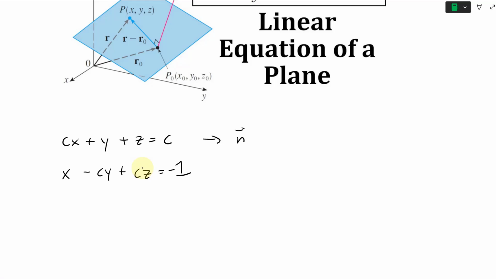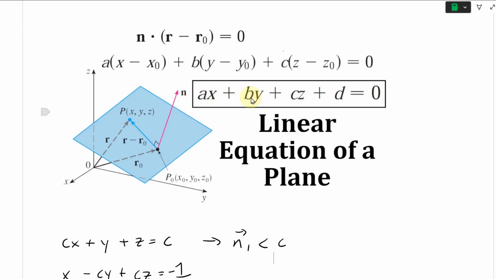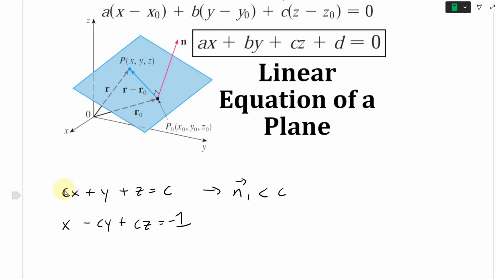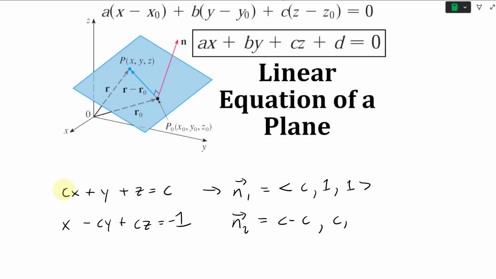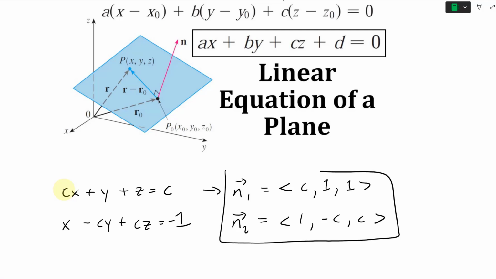I'm just going to write this as normal vector n1, and the coefficient of x is just going to be C, since it's in front of the x. So Ax plus By plus Cz. In other words, we have the normal vector of the first plane, (C, 1, 1). And then the next one, n2, equals (1, -C, C), because there's a 1 in front of the x. Alright, so we have these two normal vectors. I'm going to box these out. We're going to need them.